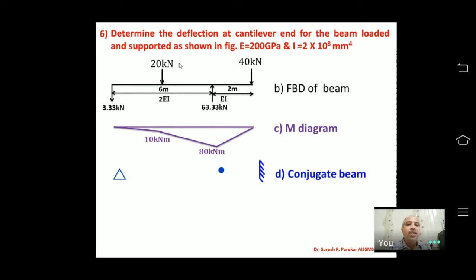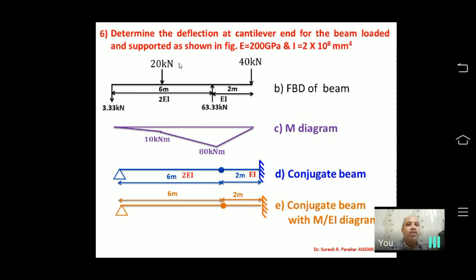So your conjugate beam diagram will be in this fashion. Now EI we have 2 EI for 6 meter and EI for 2 meter. Now I have the conjugate beam with the M by EI diagram. Where we have 10 kilonewton meter, that becomes 5 because we divide it by EI, and there we have 2 EI, so that will be 5 upon EI. For the 80 on the left portion, we get 80 upon 2 EI, which becomes 40 upon EI.